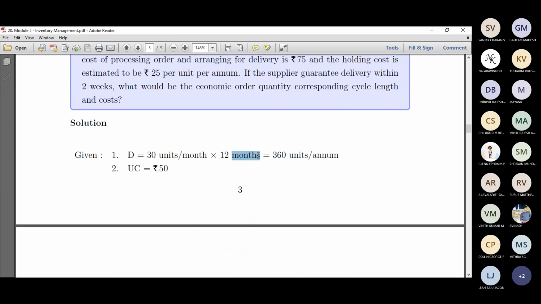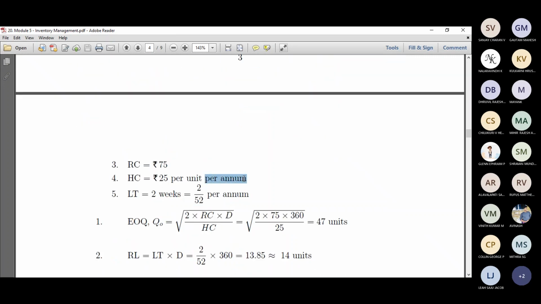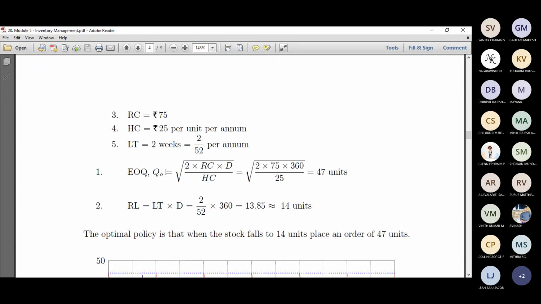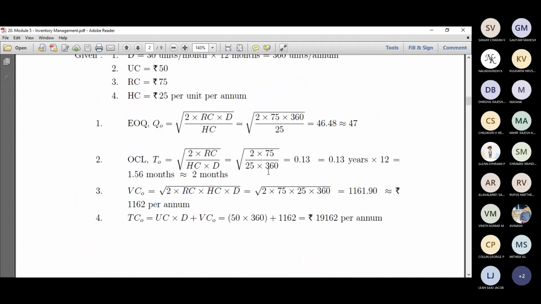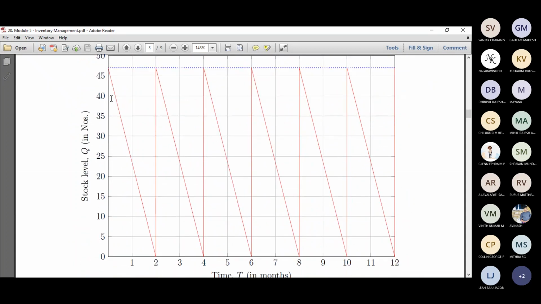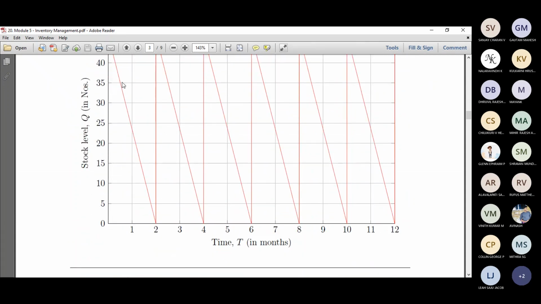Or if you want to keep it in terms of month, you can pretty well keep this in terms of month. That's basically a very important thing you should really know. So the economic order quantity, Q naught, equals root of 2 times reorder cost multiplied by the demand divided by the holding cost. So that comes up to 47. This is the same because it does not have any component related to LT, lead time. So both without lead time and with lead time, the economic order quantity is 47. The formula remains the same.